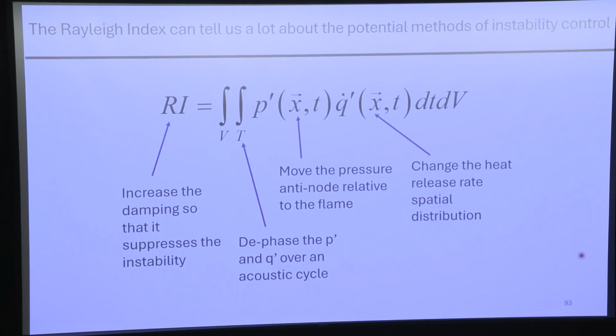Two, you can dephase P prime and Q prime over the acoustic cycle. Some clever ways to do that. Three, you can just change the acoustic mode. Some interesting ways to do that. And four, you can change the heat release rate spatial distribution, which, again, if you just move the flame, we saw this with the transfer functions, if you move the flame out of the way of the acoustic mode, or relative to the acoustic mode, you can get a different response. Okay, so we're going to go through each of these individually and see what people do in real life. So let's start with increasing the damping so that it suppresses the instability.